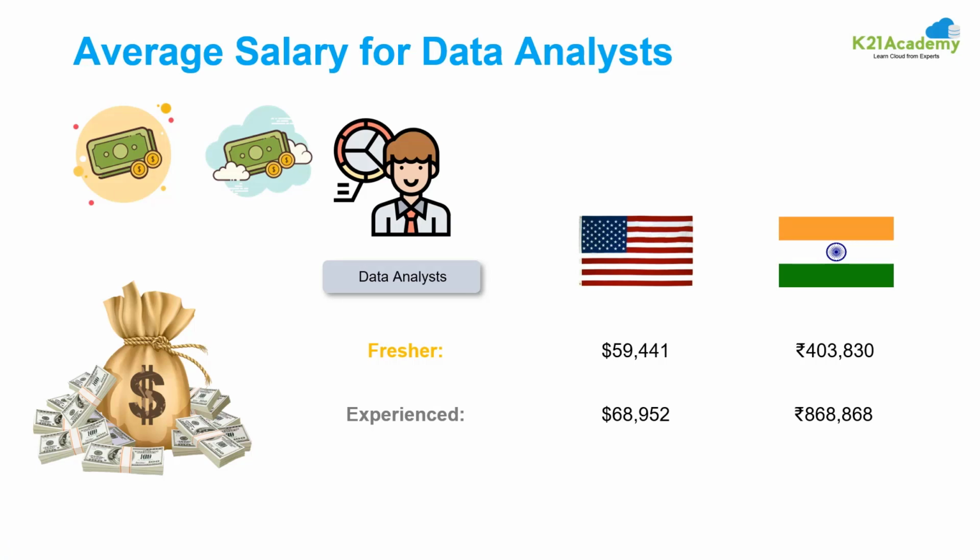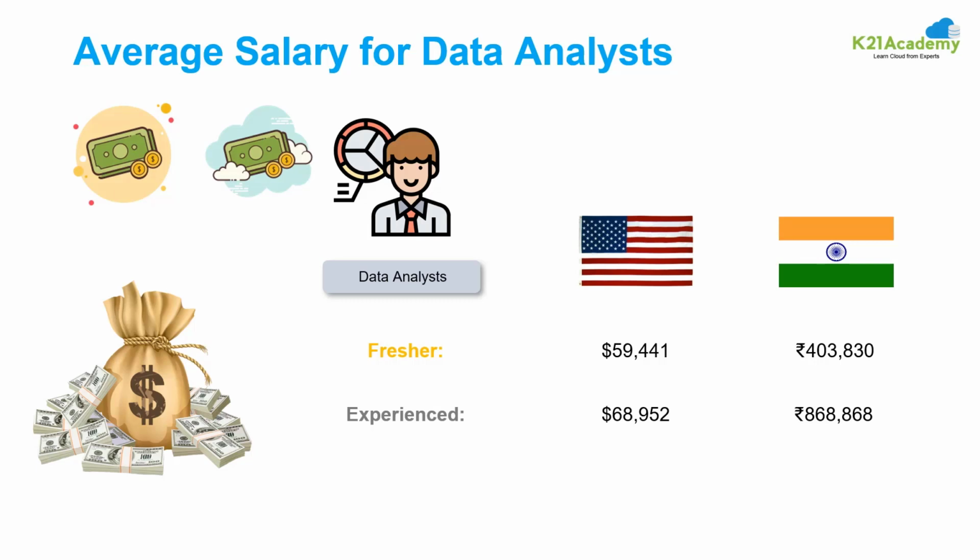So what is the average salary of data analysts? The average salary for a fresher in United States is $59,441 per annum. The average salary for a fresher in India is 4,03,830 rupees per annum. The average salary for an experienced professional in United States is $68,952 per annum.